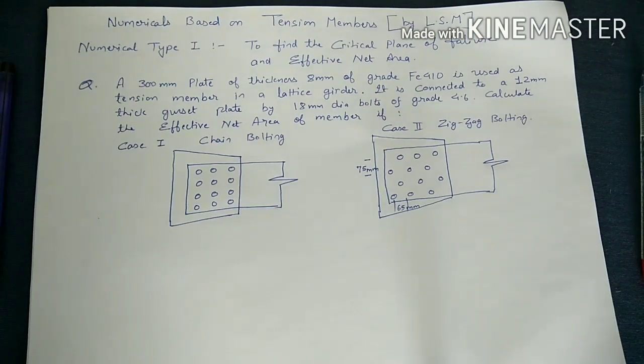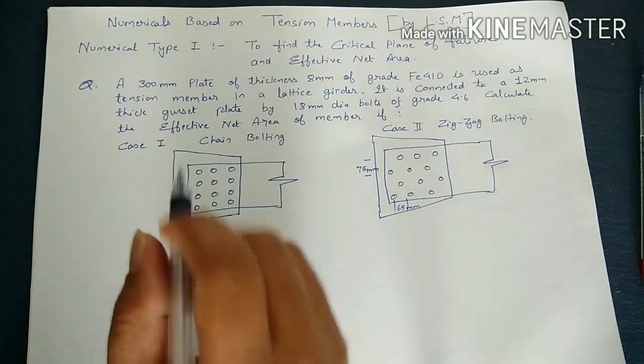Hello everyone. Today we are going to solve some of the numericals based on tension member by LSM method, that is your limit state method. Today we will solve numerical type 1, that is to find the critical plane of failure and effective net area of the tension member. We have the question.